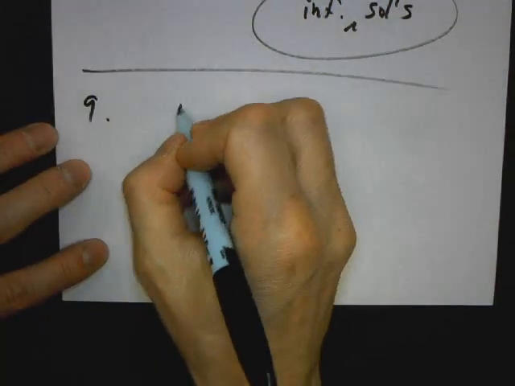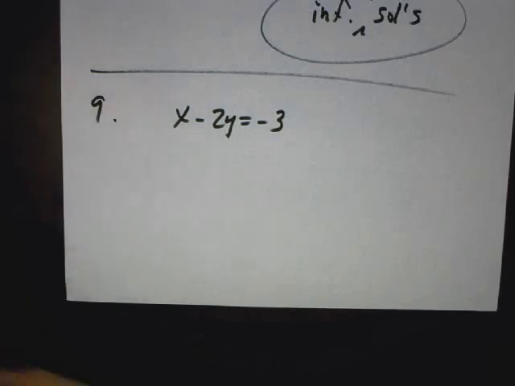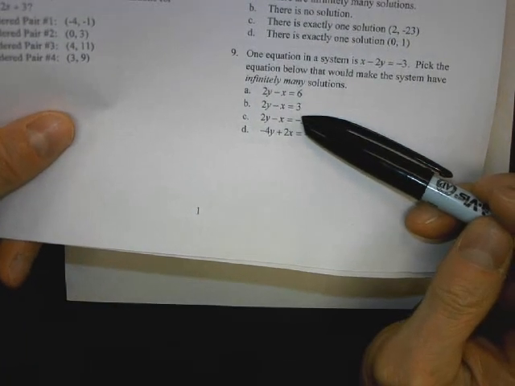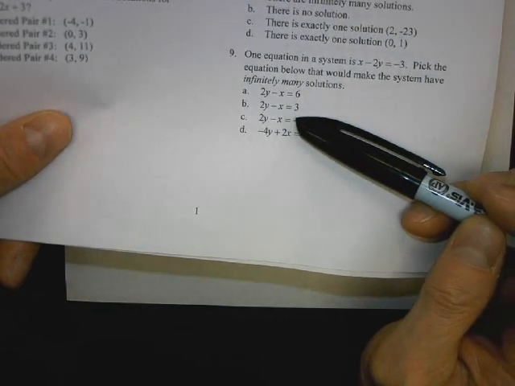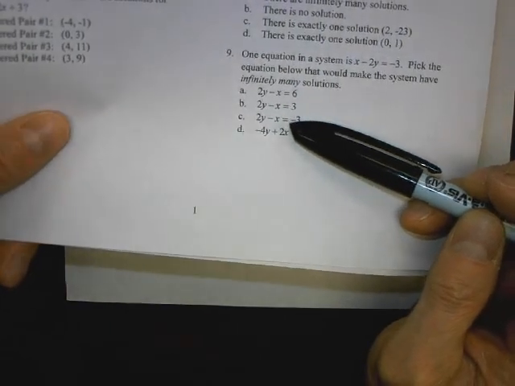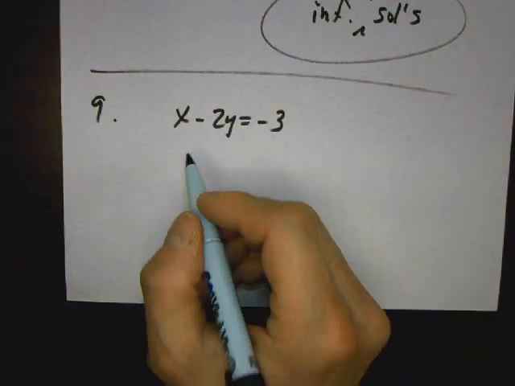One equation is x minus 2y equals negative 3. We have to figure out which of these creates also infinitely many. So again, we're trying to figure out which one's the same. So what we'll do then is use the multiplication property of equality and try to figure out what factor multiplied all these to these. But the trick is this.